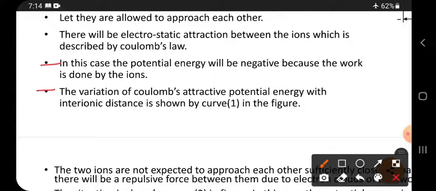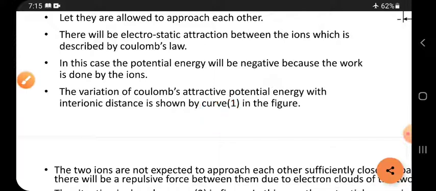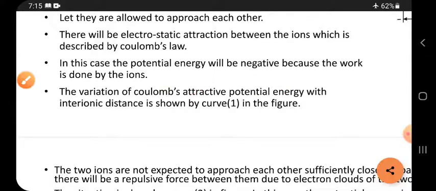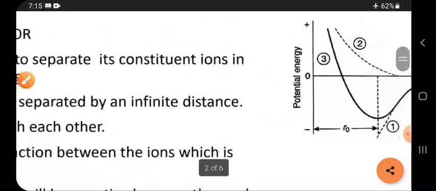The variation of Coulomb's attractive potential energy with interionic distance is shown in the figure. See, the attraction force because of Coulomb's law, there is a graph also given. There are three curves. One curve shows the Coulomb attractive potential energy. See here in the figure.